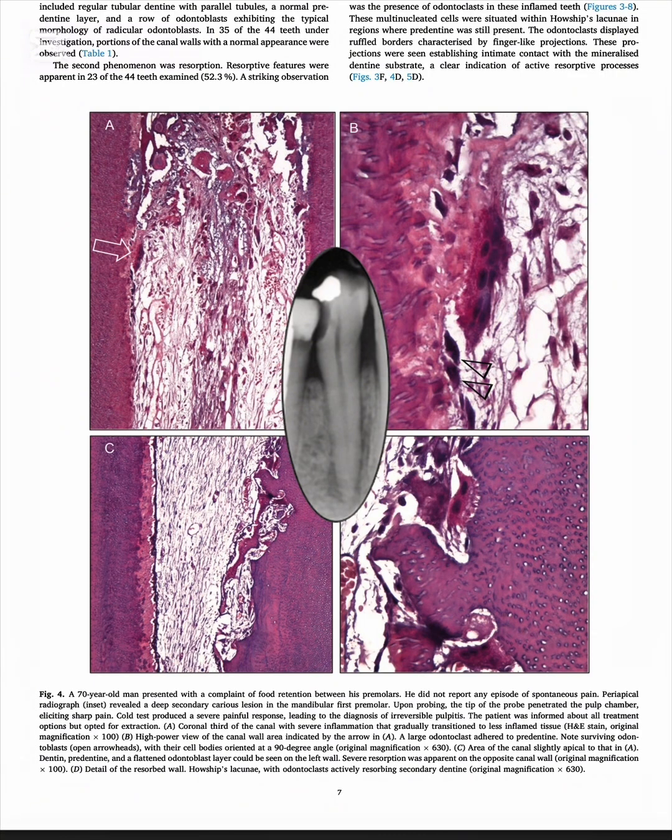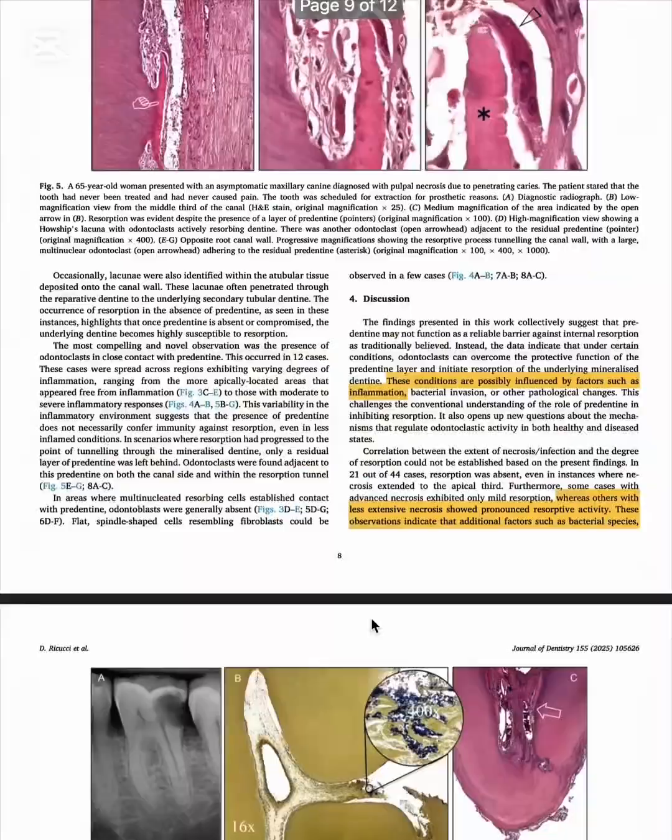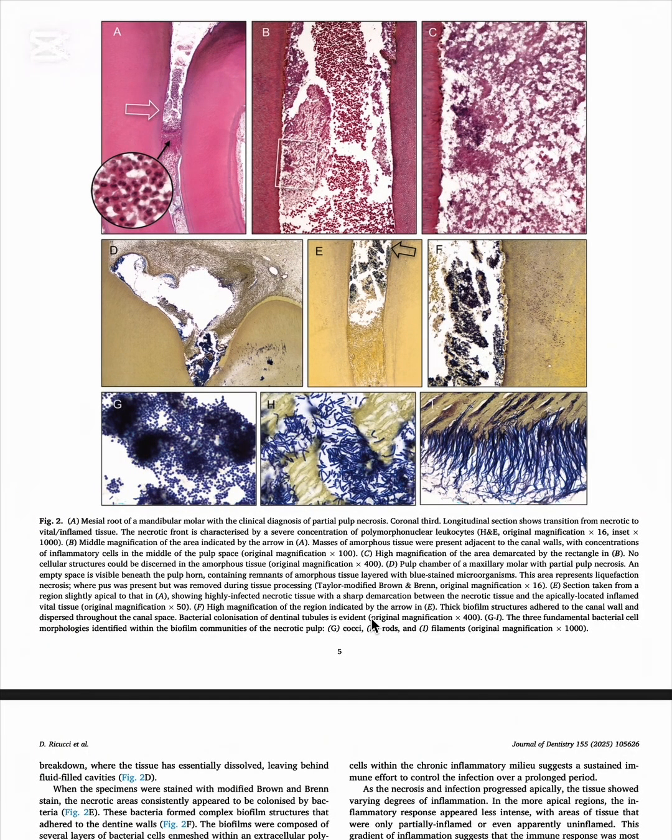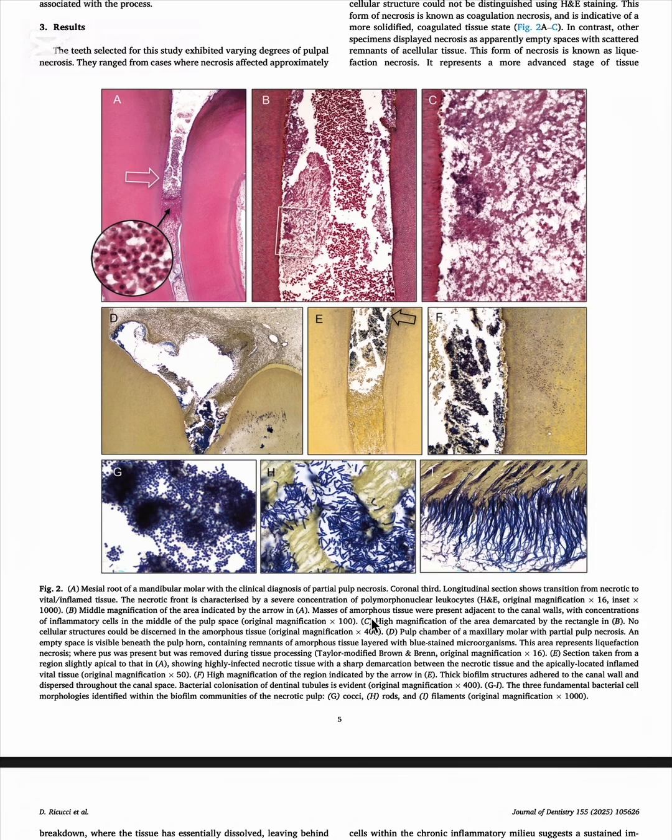These findings were observed in teeth showing different degrees of inflammation, from mild to severe inflammatory changes. The study also demonstrated bacterial colonization, biofilm formation, and acute inflammatory infiltrate and chronic inflammatory cells in the affected pulp. Based on these histologic findings, the authors suggested that predentin may not function as a completely reliable barrier under inflamed conditions.